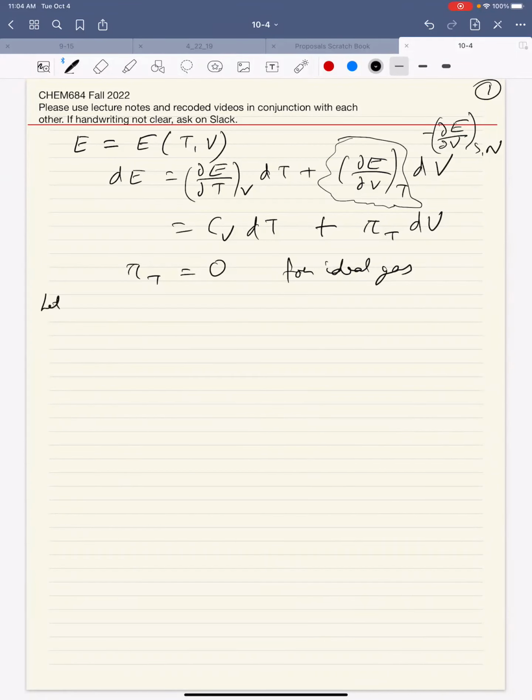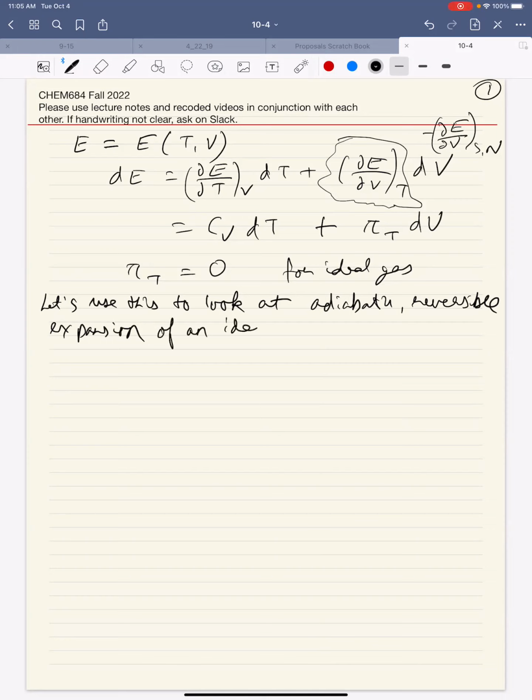Let's use this to look at adiabatic reversible expansion. By expansion, I mean compression also, it's reversible, it could go in either direction, of an ideal gas. And let's try to describe.